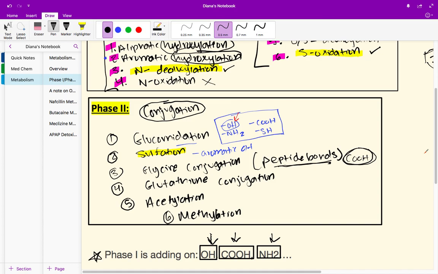Again, with conjugation, keep in mind that this is all endogenous molecules that are being added on to certain groups, and that's what I'm writing here in blue. So just to be consistent, make sure you're adding this list to your notes, what I'm writing in blue here, so you know when each type of reaction would happen. With glycine conjugation, if you see a COOH, it is possible that the molecule will undergo phase 2 conjugation.